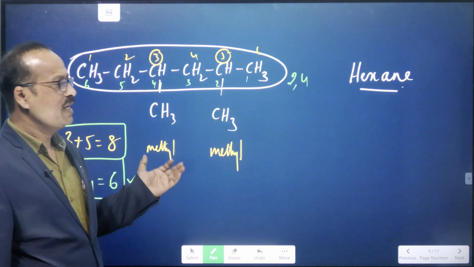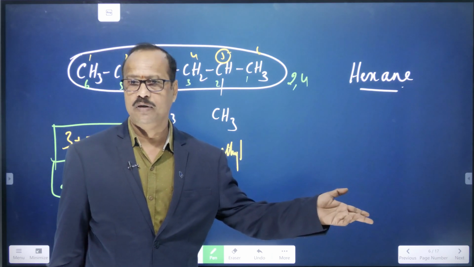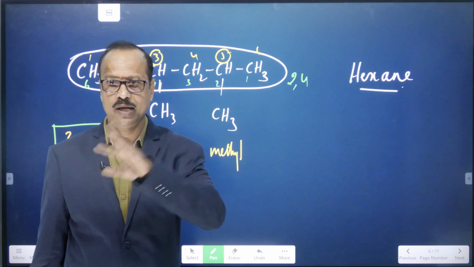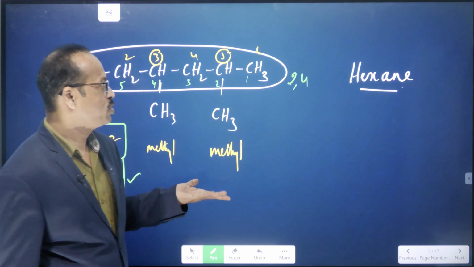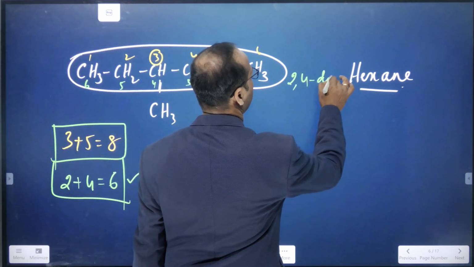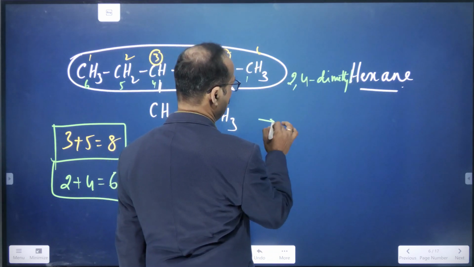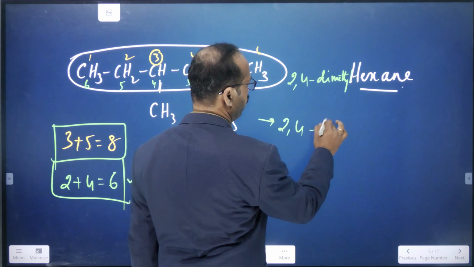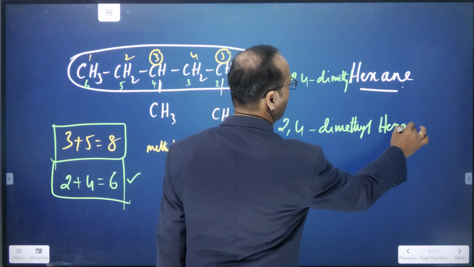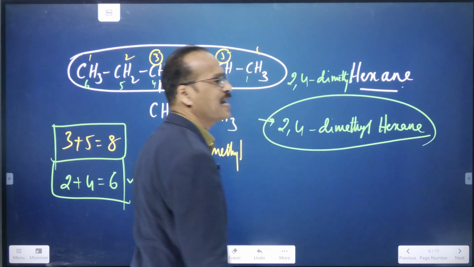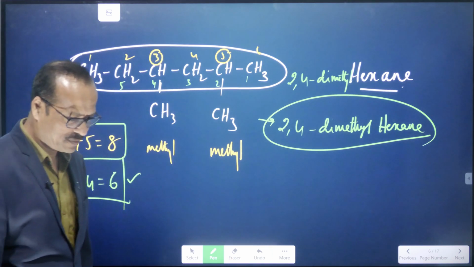This is methyl. Instead of writing 2 times methyl, in chemistry we have one word, that is di. Carbon dioxide: 1 carbon, 2 oxygens. So here 2 methyls are there, so we can write dimethyl. So the name of this compound is 2,4-dimethylhexane. That's all. Simple, no? Is it easy or confusing?